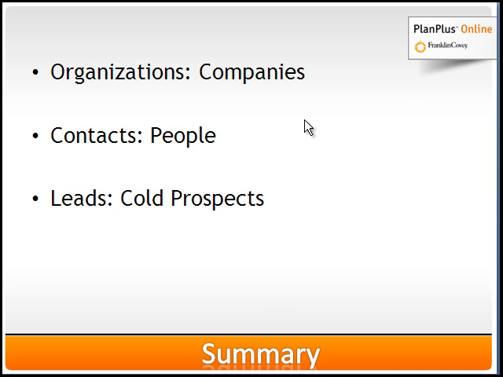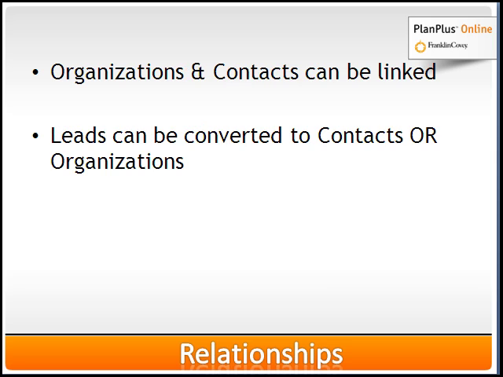Again, so here's a quick summary. Organizations are companies or businesses. Contacts are the individual people. Leads are best used for cold prospects. The relationship between these record types, organizations and contacts, can be linked together.